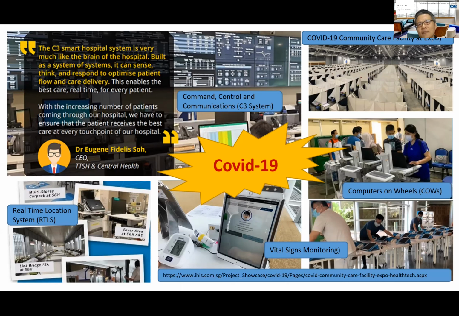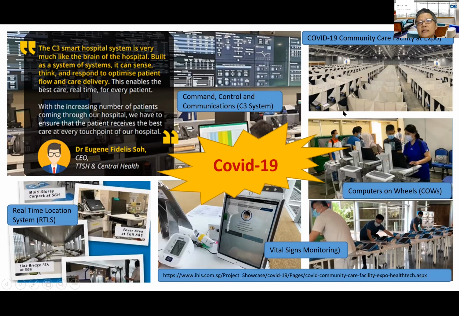And there were a couple of things we did, from the very basic thing, which is just having people go there and quickly set up computers on wheels that the frontliners who went there to work were able to work with. This is just basic IT needs. But one of the solutions that would be of interest is our vital signs monitoring solution.